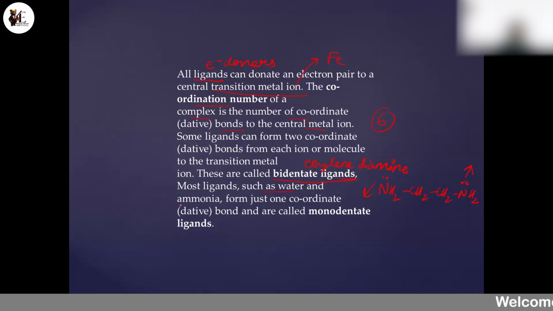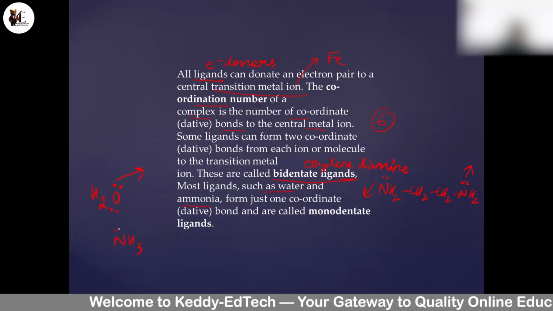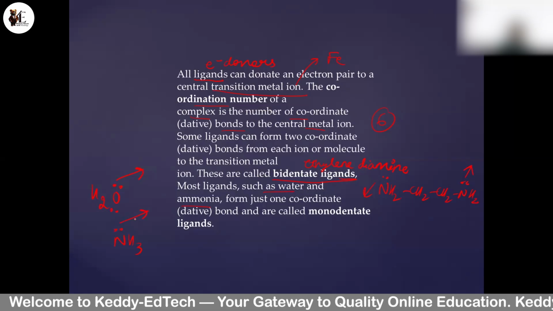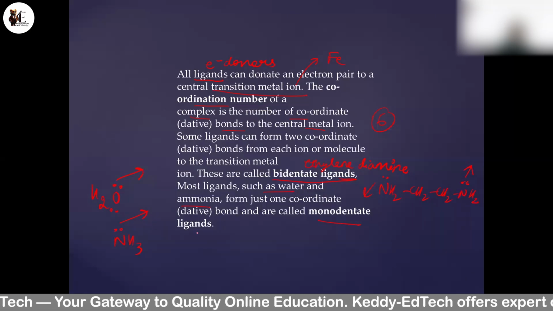Most ligands such as water and ammonia, for example water, have only one lone pair on oxygen. That means this side can attach to the central metal atom. Ammonia also has only a lone pair of electrons on nitrogen. That means this side can attach to the central metal atom. So these are called monodentate ligands.